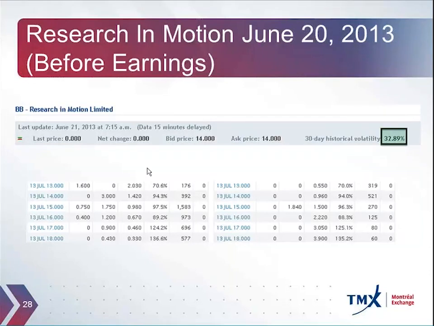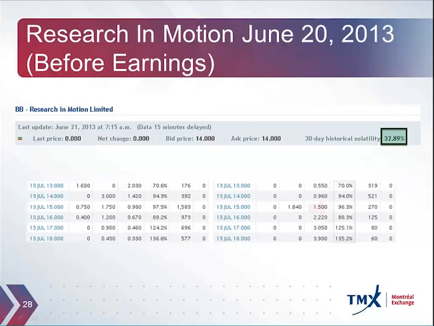But what I wanted you guys to recognize here is, and this is a snapshot of an options chain as it's reflected on the Montreal Exchange website, you'll see here that the 30-day historical volatility of the stock is 32.89. That's basically reflecting how much the stock has been moving above or below its average price over the past 30 days. And if we think back to that chart, the swings have been substantial, but very much range-bound.